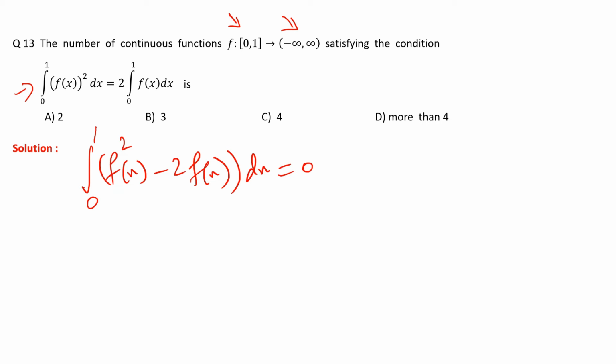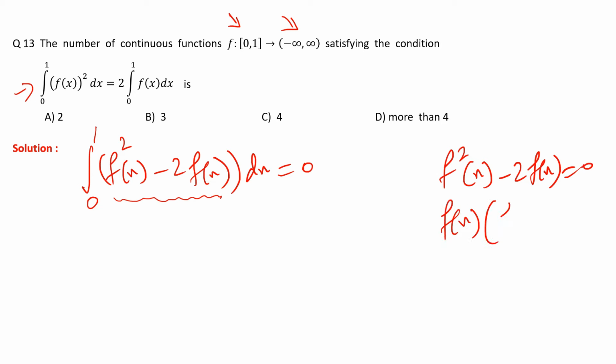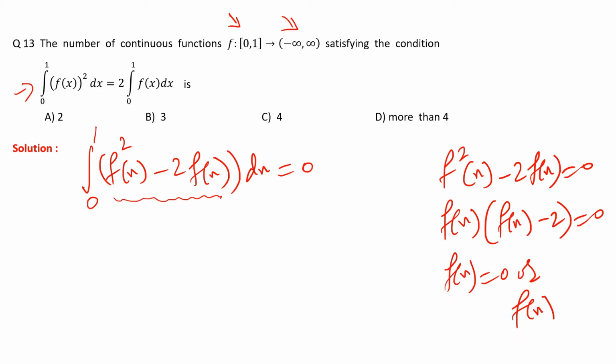Now to make this integral equal to 0, I can put this integrand equal to 0, right? We won't be getting all such functions that are going to satisfy this equation, but still we'll be getting two of them. Because when I put f(x)^2 minus 2f(x) equal to 0, I will be getting f(x) into f(x) minus 2 equal to 0, or from here I get f(x) equal to 0 or f(x) equal to 2. Now obviously since they are constant functions, they will be continuous in this given interval closed 0 to 1.